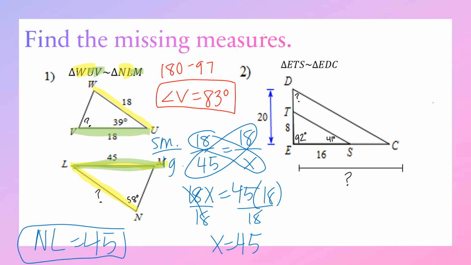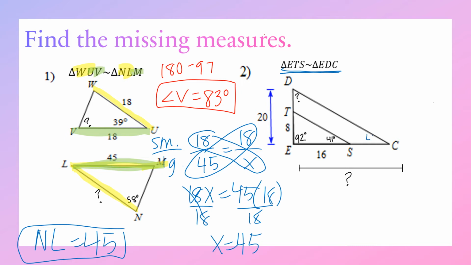Okay, so number 2, we are trying to find a side length and we are trying to find an angle measure, sorry. The easiest one here would be to do the angle because technically you have 2 triangles, the small triangle and then the big triangle that surrounds that small triangle. So if this top angle is 92 and the corner angle is 41, they already told us that these 2 triangles are similar.